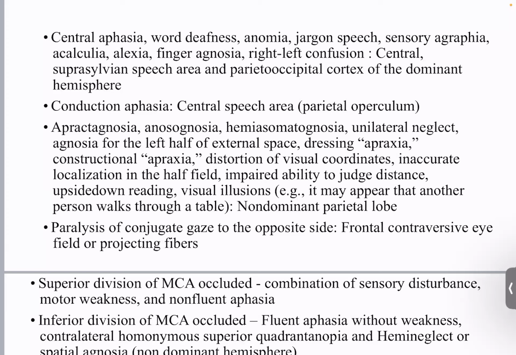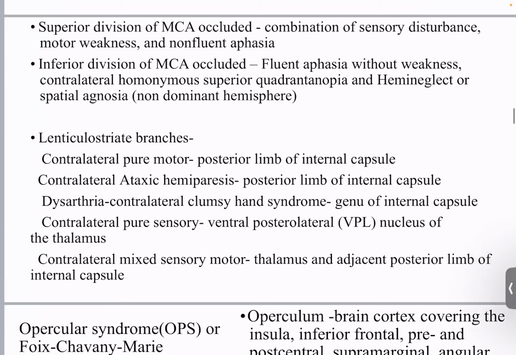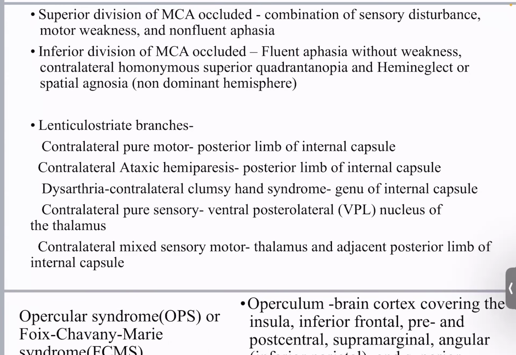Because the frontal eye field or their projective fibers are involved, there can be paralysis of conjugate gaze to the opposite side. If the superior division of the MCA is involved, there can be a combination of the above sensory and motor weakness and non-fluent aphasia. And if the inferior division of the MCA is involved, fluent aphasia without weakness and contralateral homonymous superior quadrantanopia and hemi-neglect or spatial amnesia can be there.